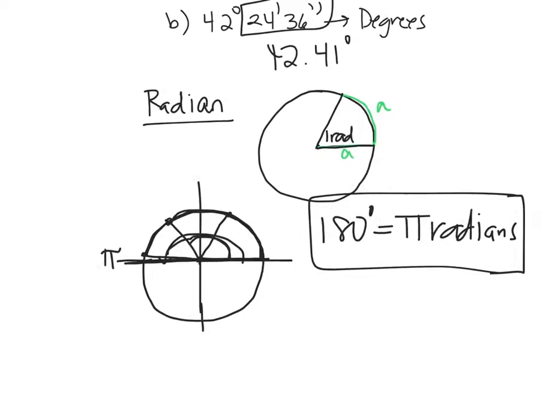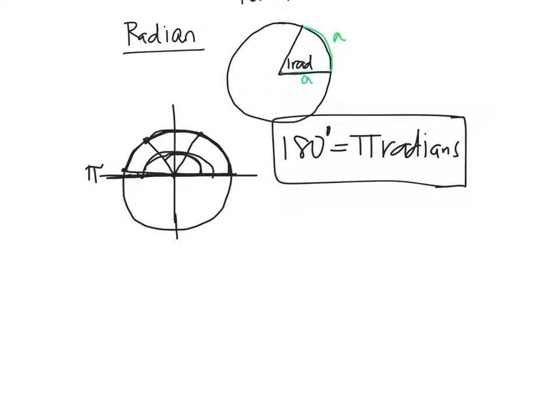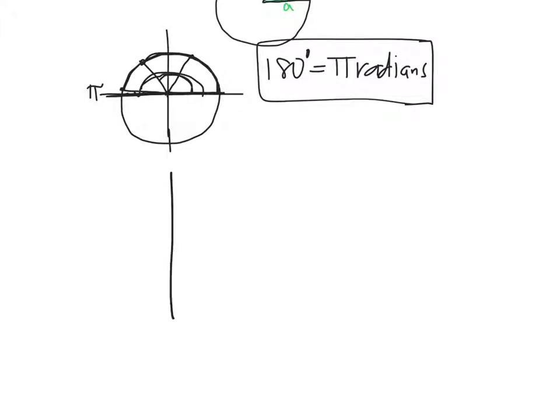Now, there's some very special angles for radians. Here, let's do some of them. We're going to do 2 circles.